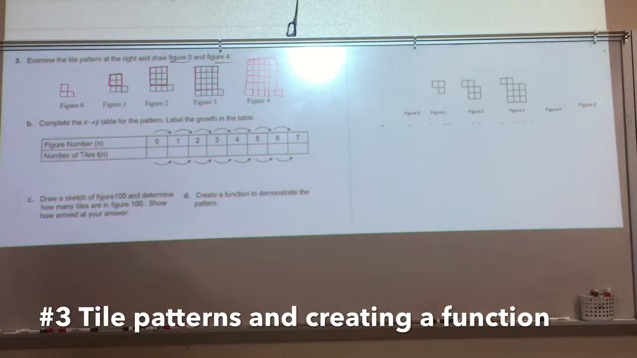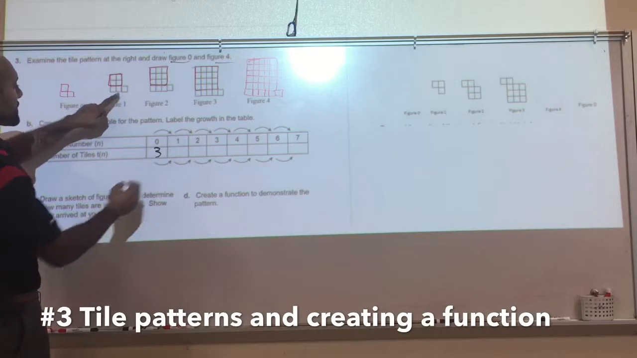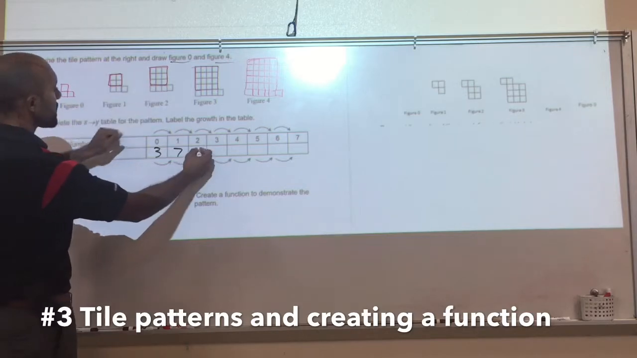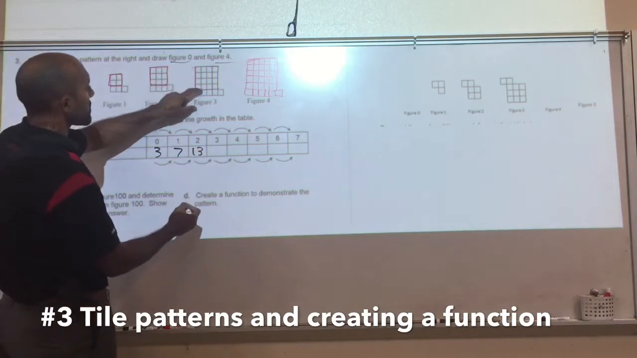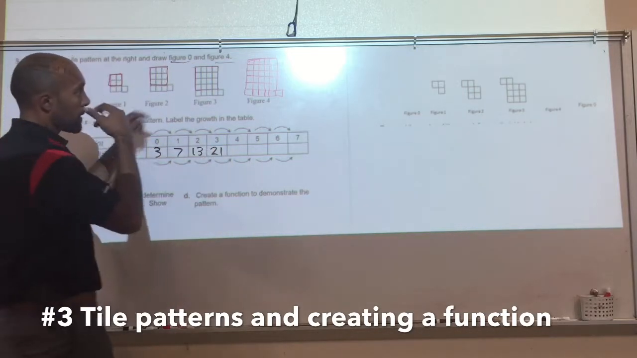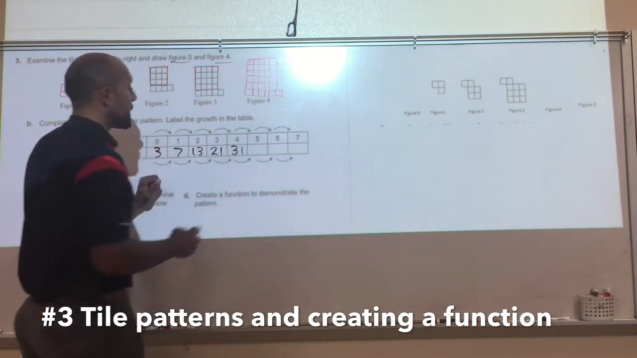All right, now the question is, draw a sketch of figure 100 and determine how many tiles are in figure 100. Well, I'm sorry, we have to do the table first. Figure 0 is 3. Then figure 1 has 7. Figure 2 has, let's see, 13. Then I'm counting this one: 16 here plus 5, so that's 21. Then this has 5 by 5, which is 25, plus the 6 on the bottom, which would be 31.